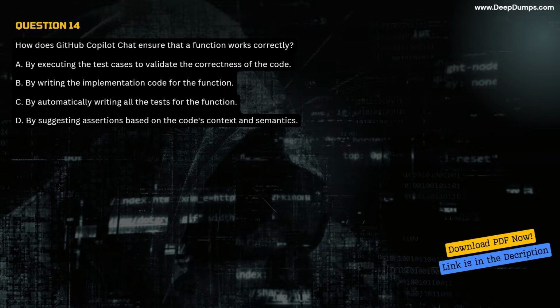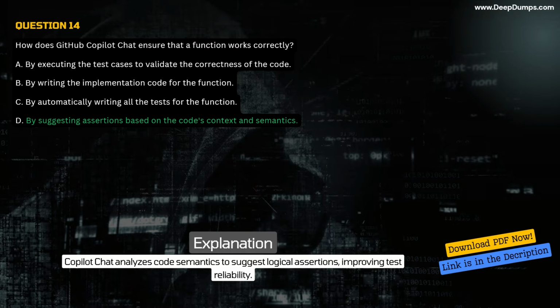Question 14. How does GitHub Copilot Chat ensure that a function works correctly? A. By executing the test cases to validate the correctness of the code. B. By writing the implementation code for the function. C. By automatically writing all the tests for the function. D. By suggesting assertions based on the code's context and semantics. Correct answer, D. By suggesting assertions based on the code's context and semantics. Explanation. Copilot Chat analyzes code semantics to suggest logical assertions, improving test reliability.